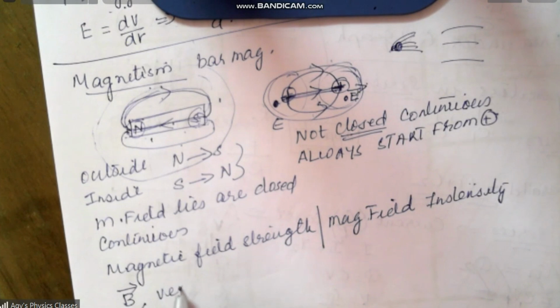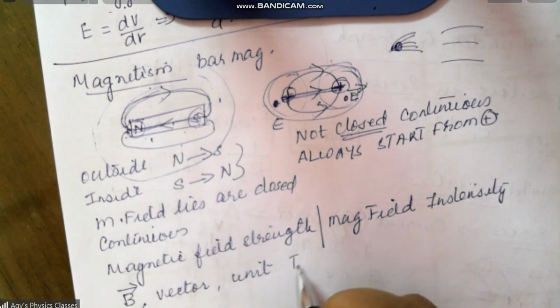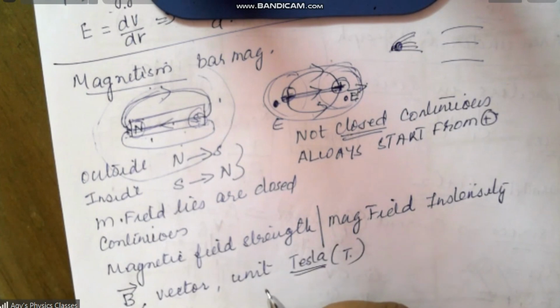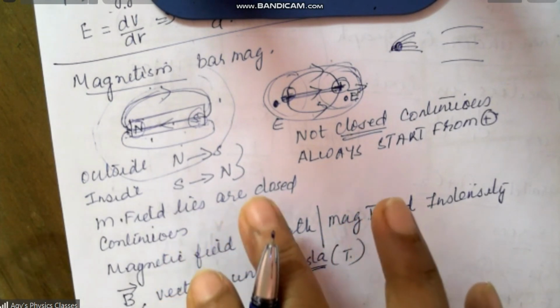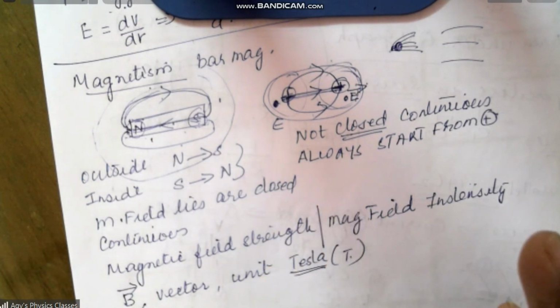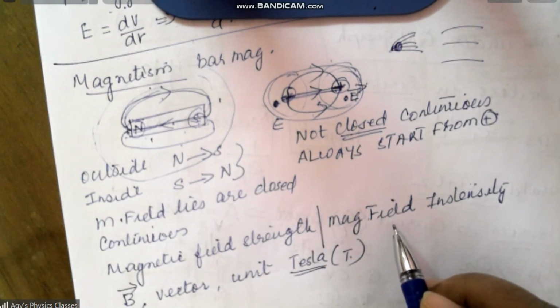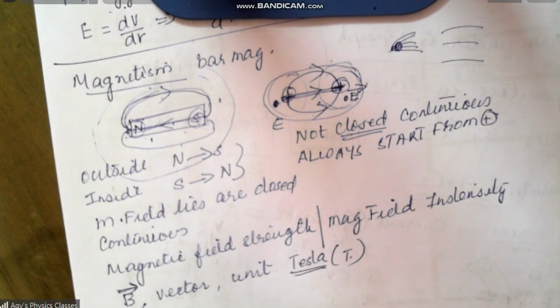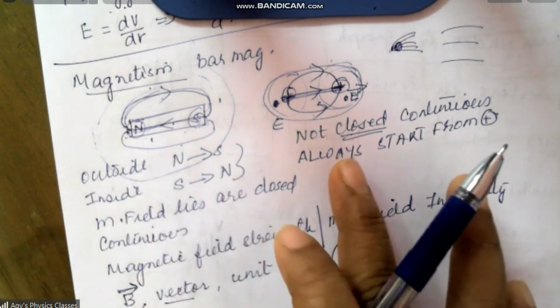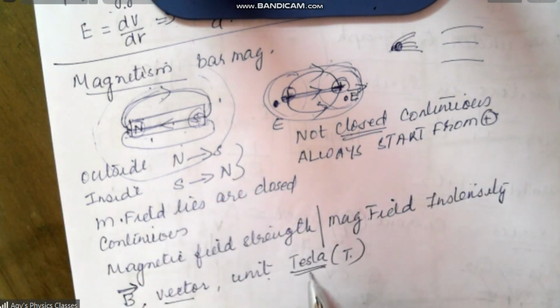It's a vector quantity, just like electric field. It's a vector quantity, and its unit is Tesla. So magnetic field strength is represented by B, and it's a vector quantity just like electric field. That means it has direction, and the unit is Tesla.